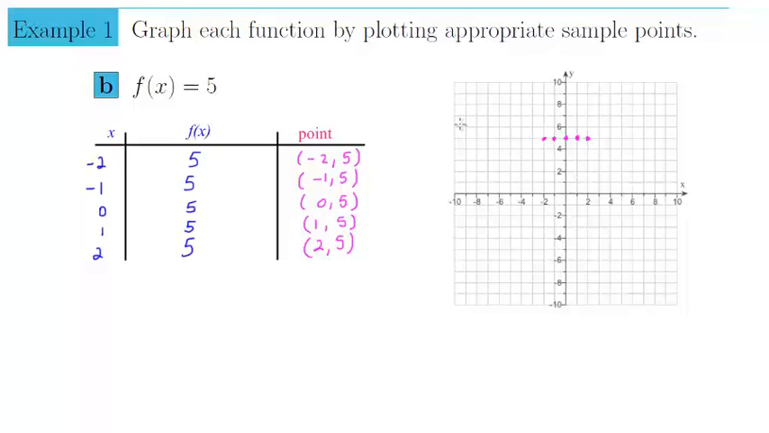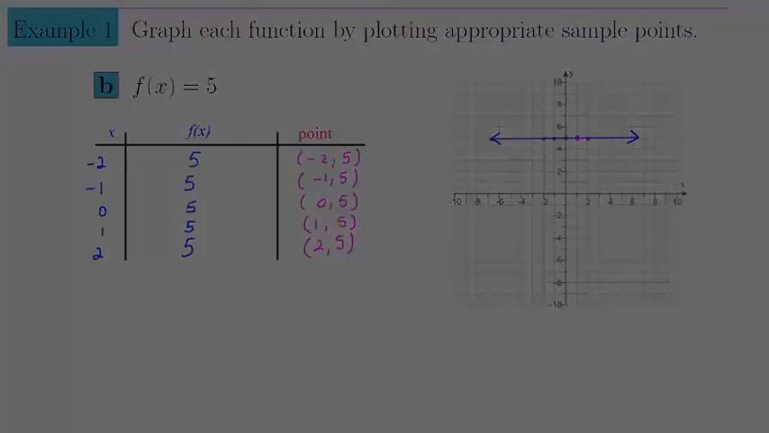Okay. So our sample points are showing us that we have a function that's a horizontal line. All constant functions are horizontal lines, so that doesn't really surprise us. So let's go ahead and connect the dots and put our arrows on so we can have the entire graph of this function. So there's our constant function. It is always 5. No matter what x value you plug in, the y value will be 5. That's what this tells you. Cool. On to the next one.